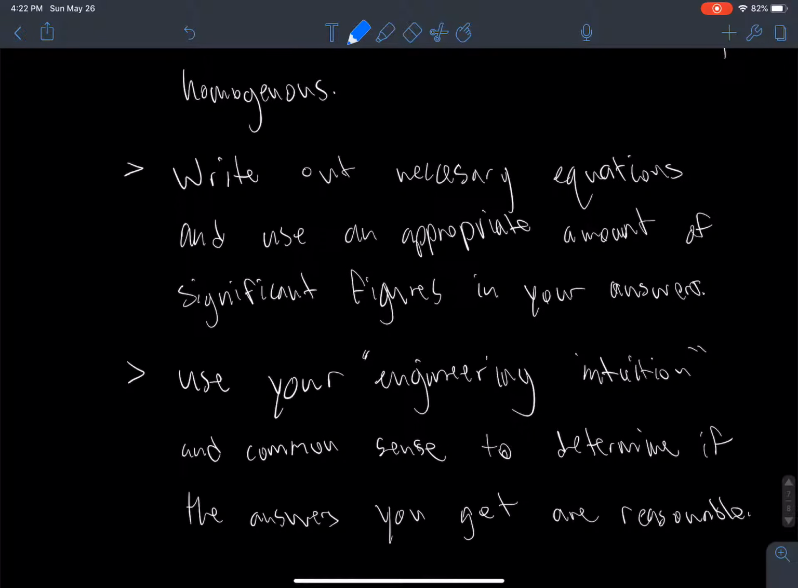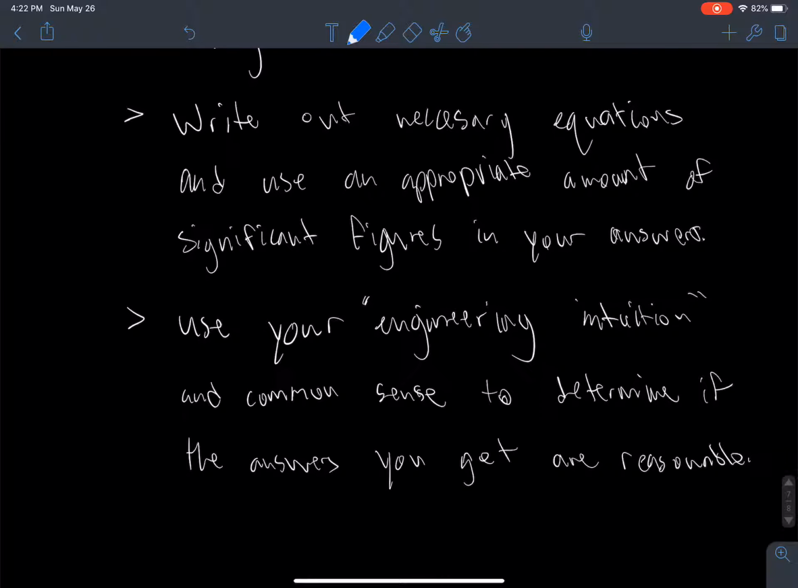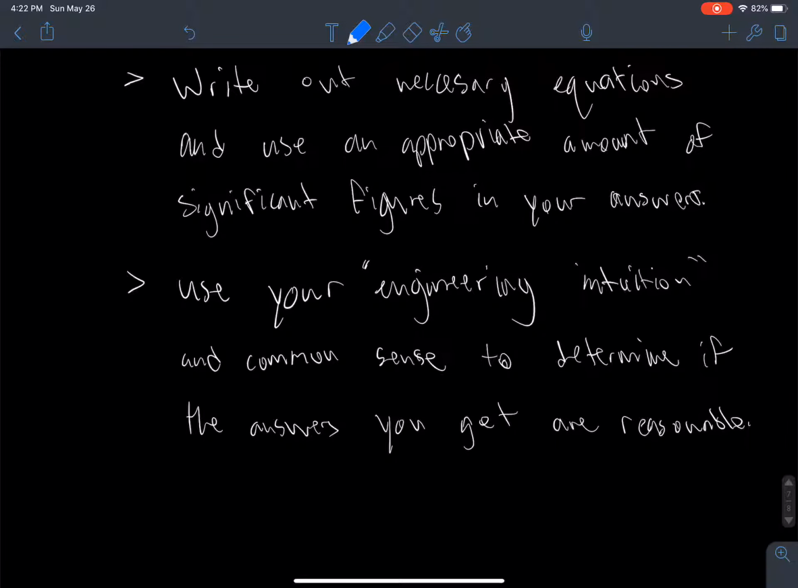And when you're working on problems, if you know that there are equations that you're going to have to use, make sure that you write them out and have them ready with you. You might want to have a printed out formula sheet as you're working on your homework, sort of like an aid to help you do your homework.